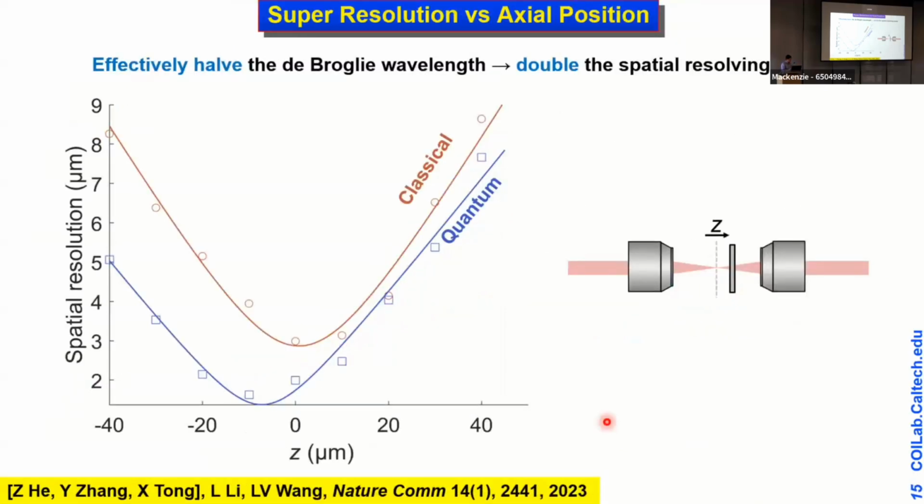Now we can use this to form images. This is a demonstration. We can improve the spatial resolution by a factor of 2 relative to the classic resolution. So we're plotting the resolution versus the axial locations. And if you look at the lowest points, you will gain about a factor of 2 using this kind of scheme.